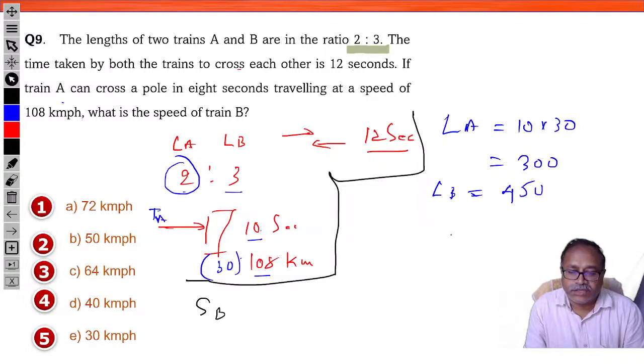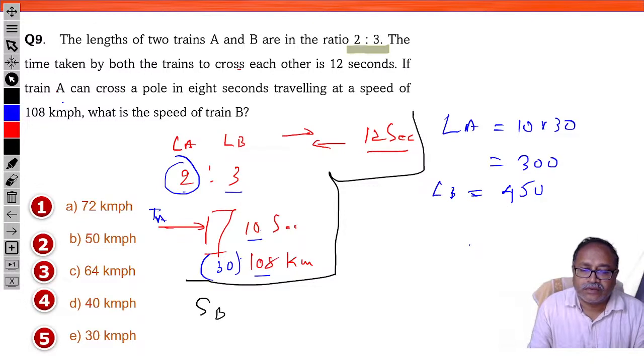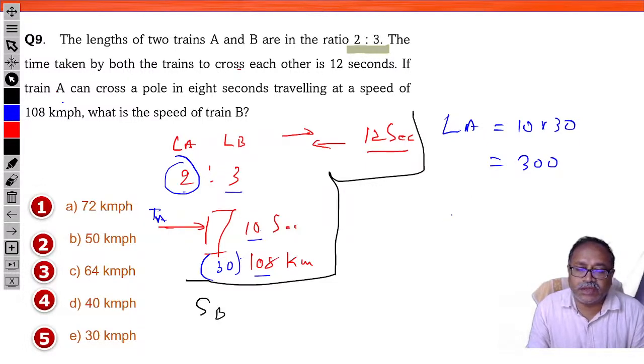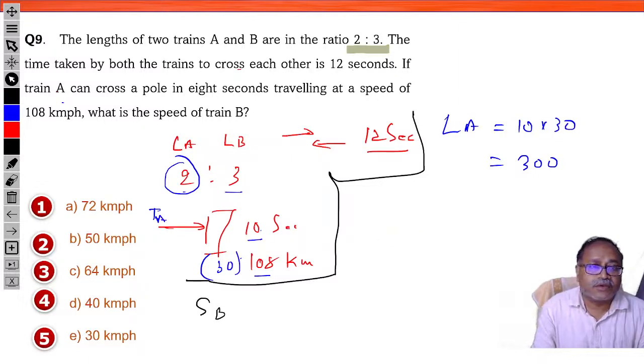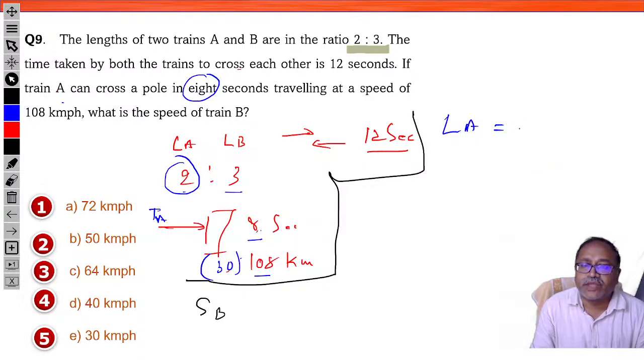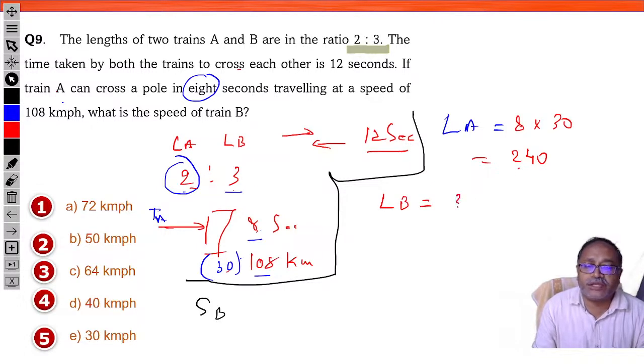Okay, somewhere things are not going in the desired direction. What is the length of train A? It crossed the pole in 8 seconds. Why did I write 10 seconds? I'm sorry, it is 8 seconds. 8 into 30 is 240. If 2 parts is 240, then the length of train B is 360.